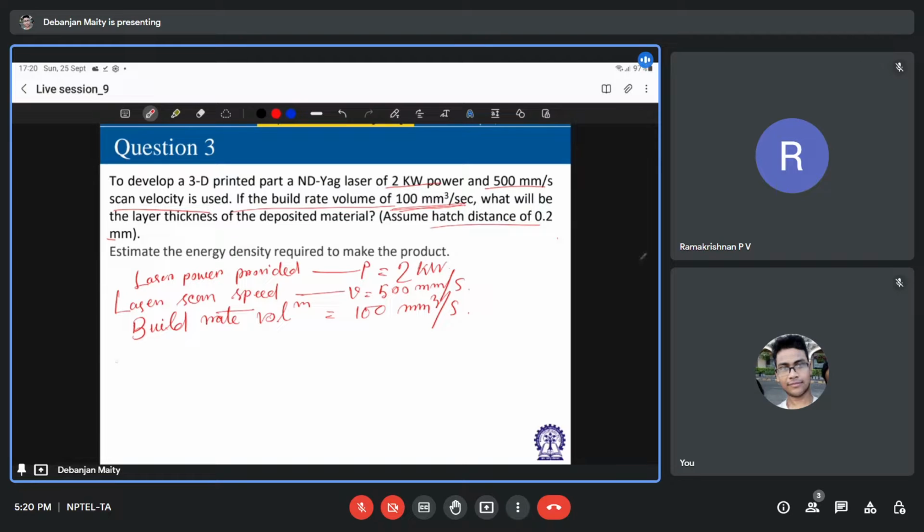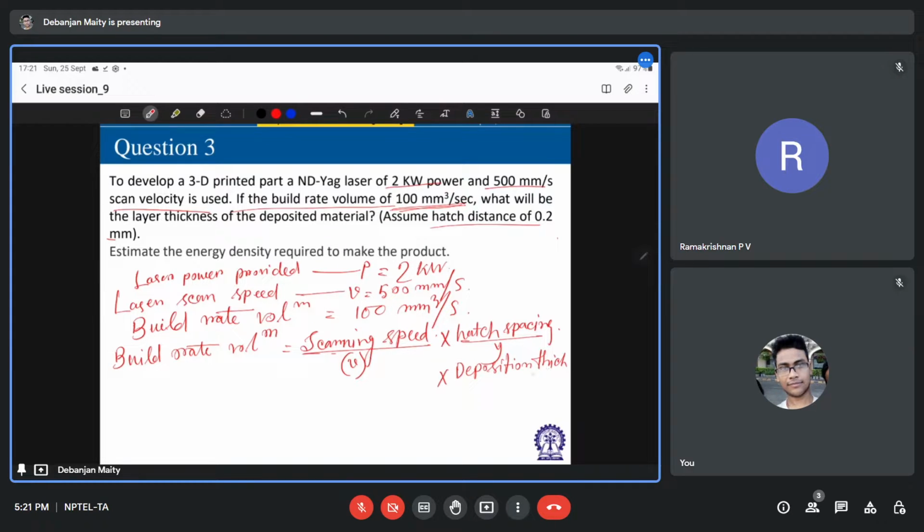Now if you have the build rate volume, what is the build rate volume? You have your scanning speed, right? That should be multiplied with your hatch spacing. Let's say that is y, and that should be multiplied with your deposition thickness. Let's say that is z.